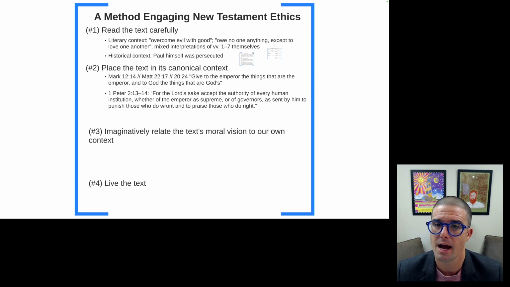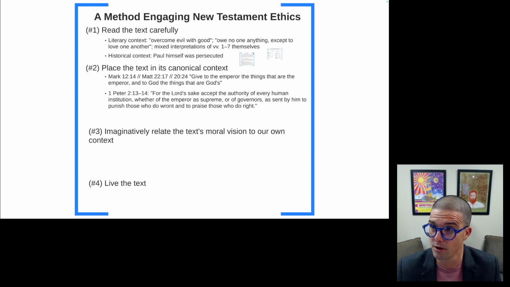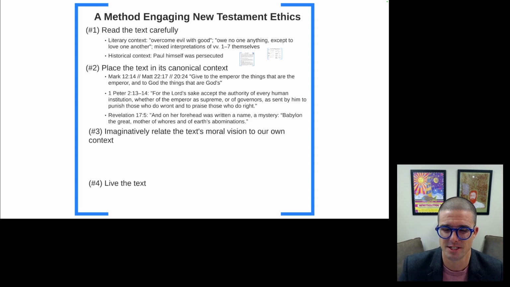In First Peter, we have a statement that sounds somewhat similar to Romans chapter 13, where the author of First Peter says, "For the Lord's sake, accept the authority of every human institution, whether of the emperor as supreme, or of governors as sent by him to punish those who do wrong and to praise those who do right." Of course, if we look to the context of First Peter chapter 2, we might complexify what's going on here, but on the face of it, this sort of sounds like a similar thing with respect to Romans chapter 13, to accept human authority.